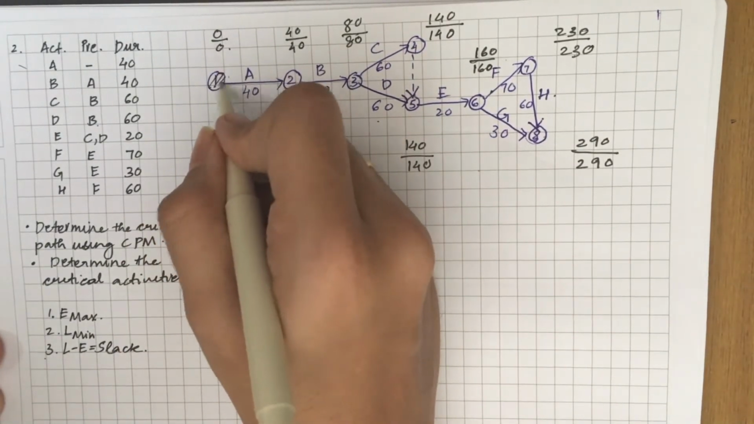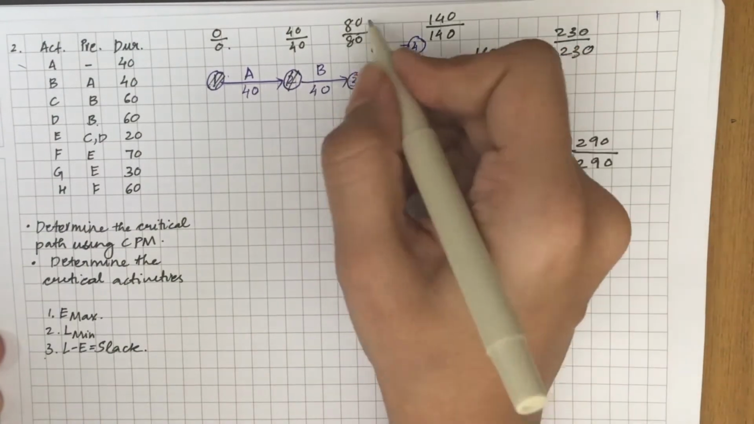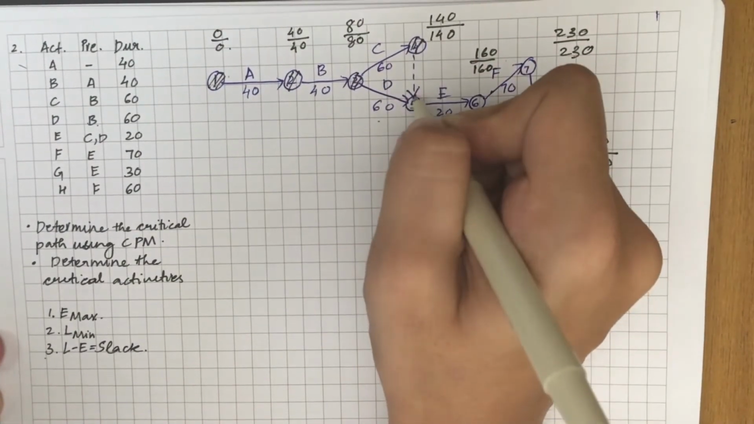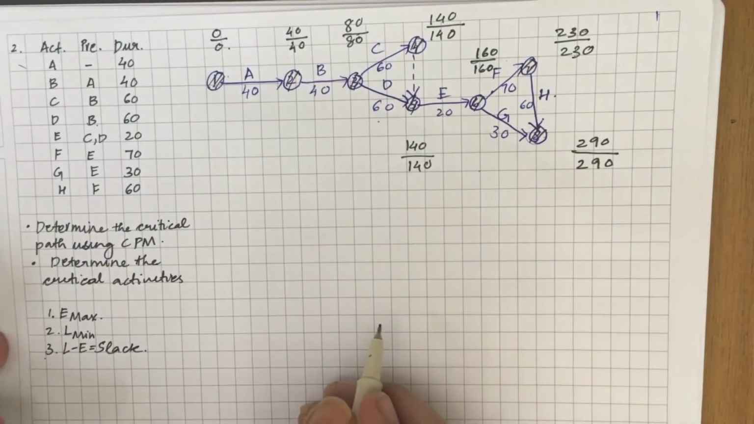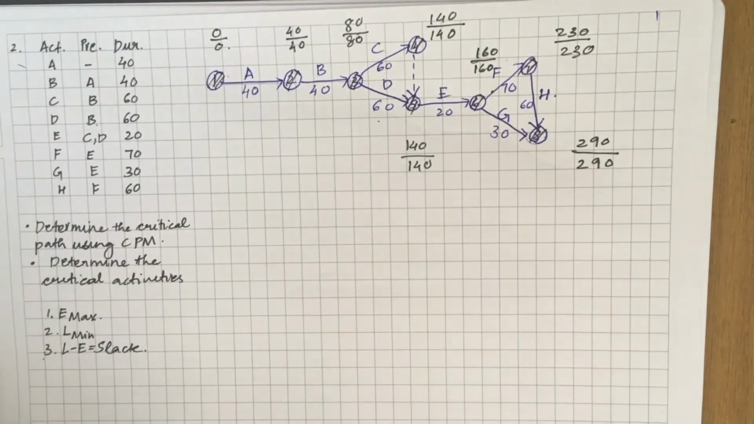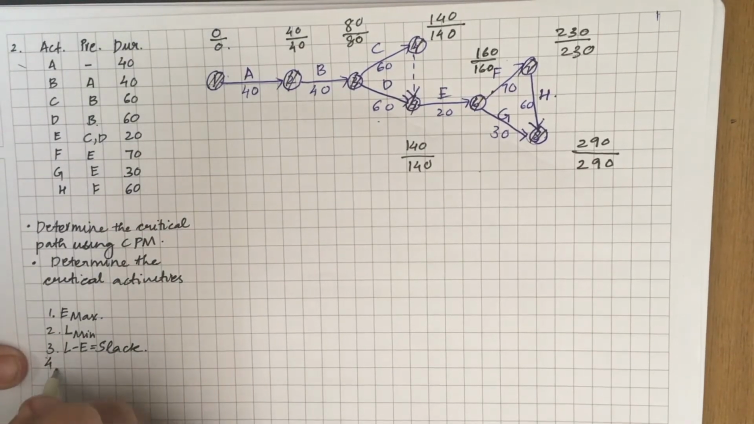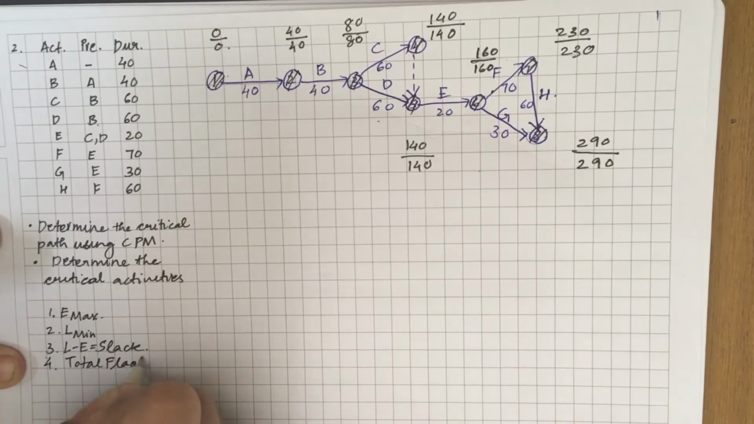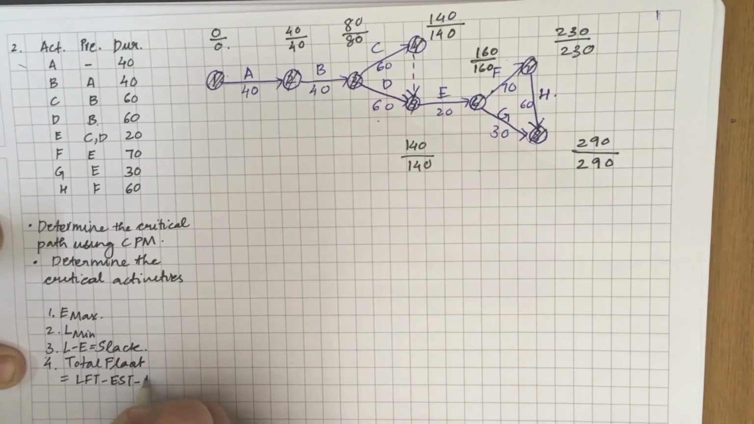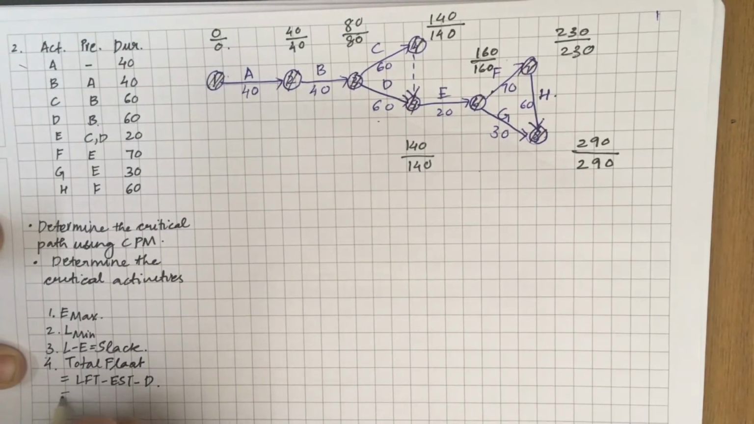So this is a critical event, critical event, critical event, critical. So if you observe, all appear to be critical events, so it is very difficult to determine the critical path. For this, you need to take the fourth step. The fourth step is to calculate the total float for every activity. The formula for total float is LFT minus EST minus duration. Wherever the total float is 0, all these activities will be critical.